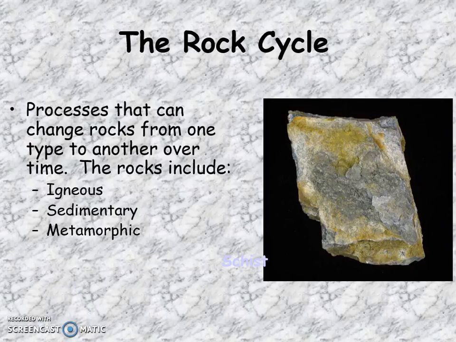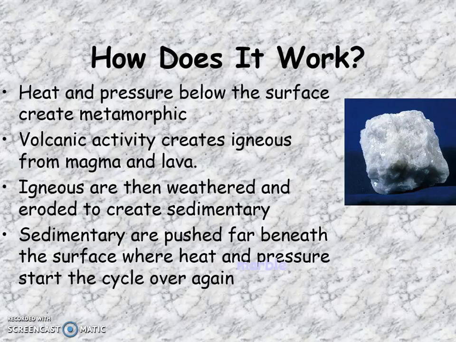Basically, it's several processes that can change our rocks from one type to another over time. And I mean long periods of time. Those rocks include our igneous, sedimentary, metamorphic. Every one of those rocks can become one of the others at some point over millions of years. So how does it work?